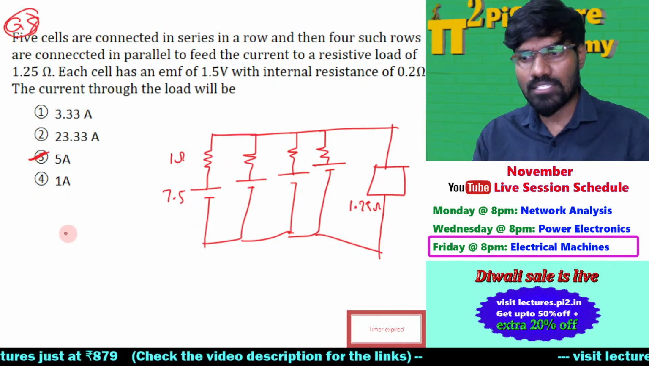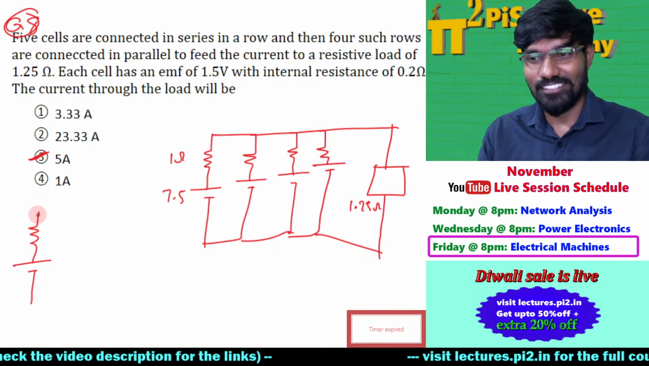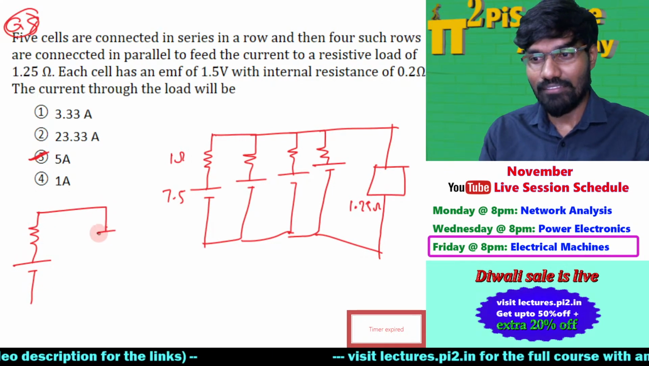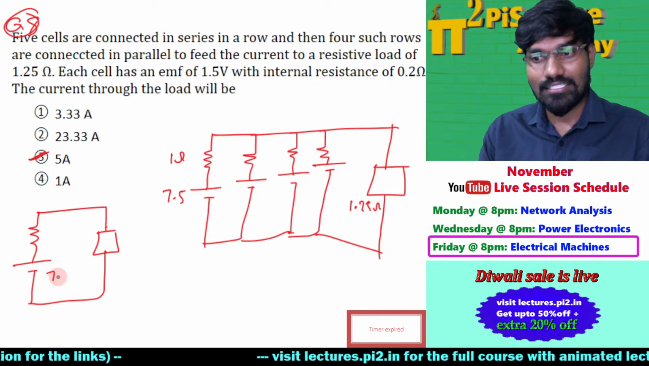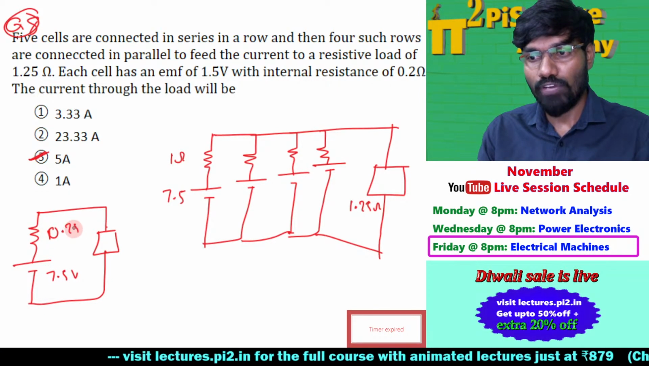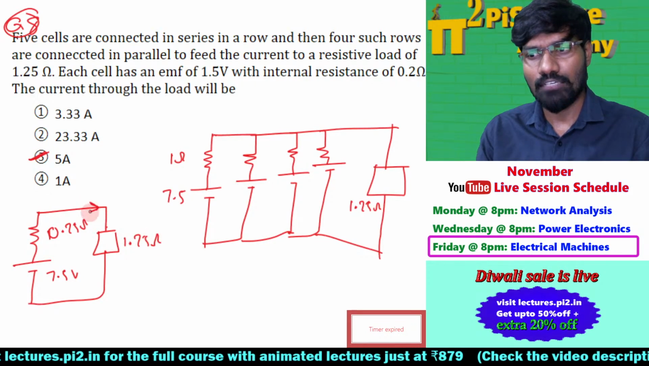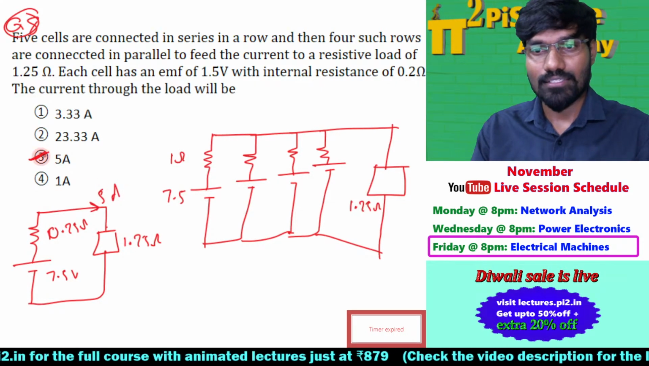Millman's concept evolved from Thevenin's only. If you apply Millman's theorem, then you will get 7.5 volt, 0.25 ohm, and here you have 1.25 ohm, so the current will be 5 ampere. Answer is 3.